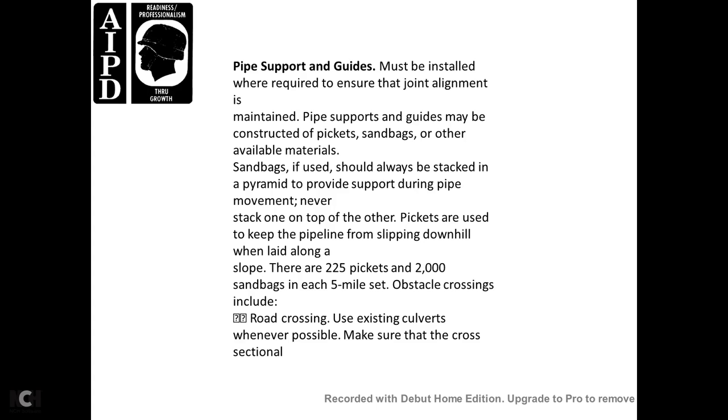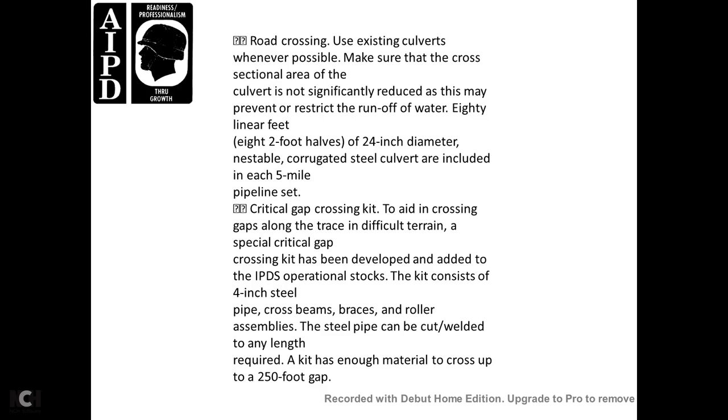Obstacle crossings, including road crossings: use existing culverts whenever possible. Make sure that the crossing's cross-sectional area with the culvert is not significantly reduced, as this may restrict the flow of the runoff water. 80 linear feet of 24-inch diameter corrugated steel culvert, in 8-foot halves, are included within each 5-mile pipe set.